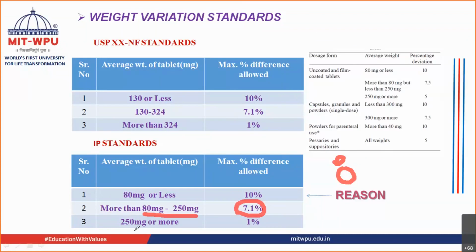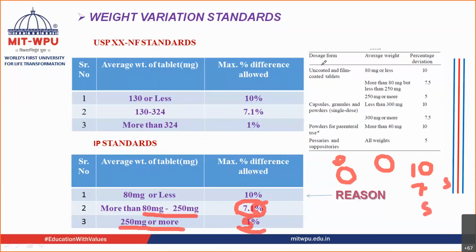And if the average weight is still bigger, something like Combiflam, which is a bigger size tablet, the average weight may cross 250 milligram or more. In that case, it should be 5%. Sorry, my mistake. So the deviation that is allowed is 5%, and this should also be 7.5%. So the deviation allowed is 10%, then 7.5%, and 5%, depending upon the average weight of the tablet. I will make the changes.